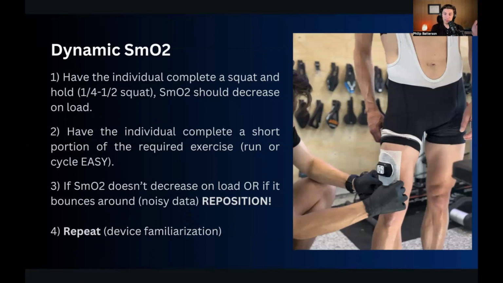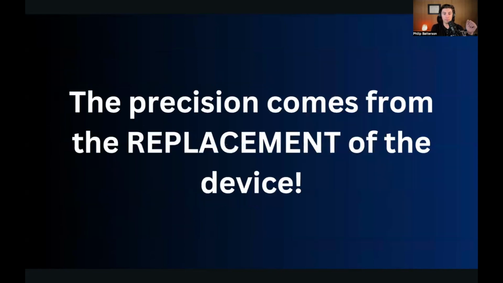So it's not as simple as 10 centimeters up from the patella and then over. It is as simple as making sure you're finding an active muscle, making sure you're placing it on the muscle belly, and then testing to make sure that SmO₂ is responsive to the load that's being placed on it. And the big thing that I want to emphasize here is that the precision from the Moxy signal comes from the replacement of the device time and time and time again. So it's not that every single subject has 10 centimeters from the patella and then over.